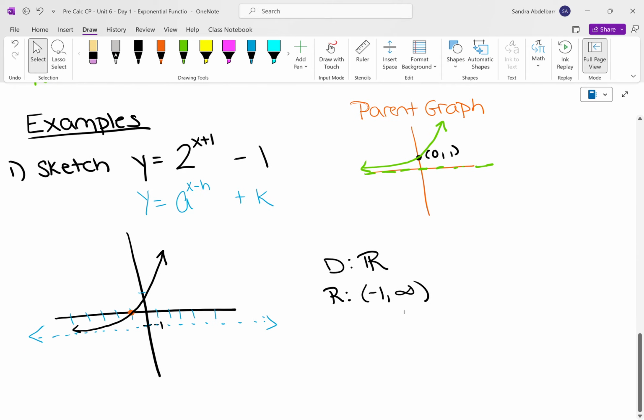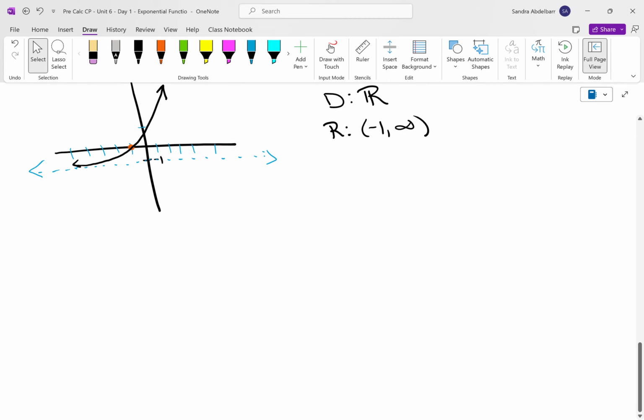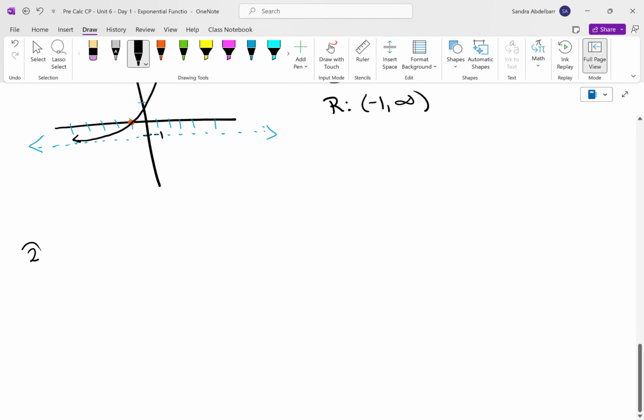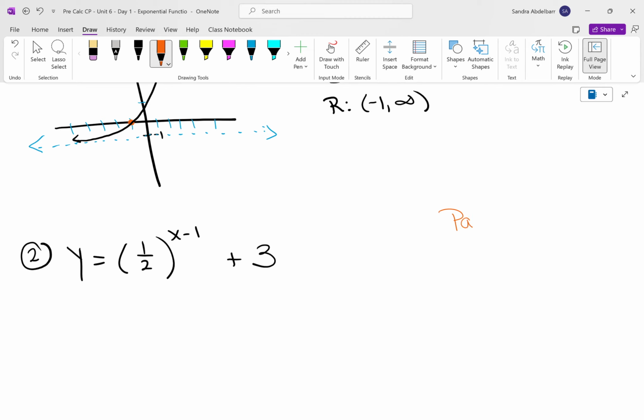All right, let's do another one. Anybody still copying this one? Is it a function? Sure. Yeah. All right, now let's do y equals (1/2) raised to the x minus 1, plus 3.